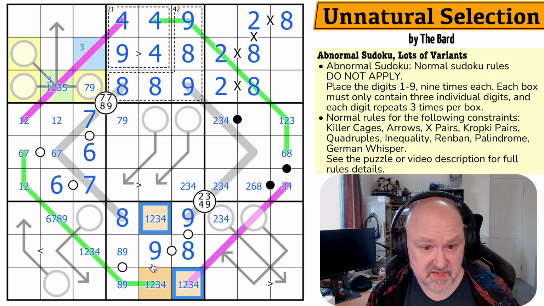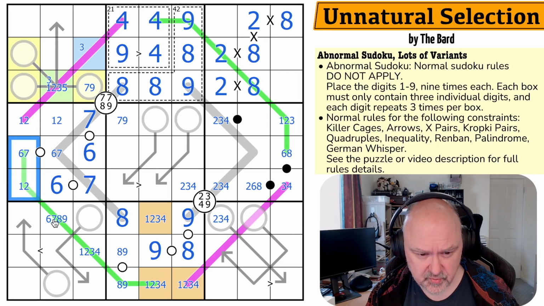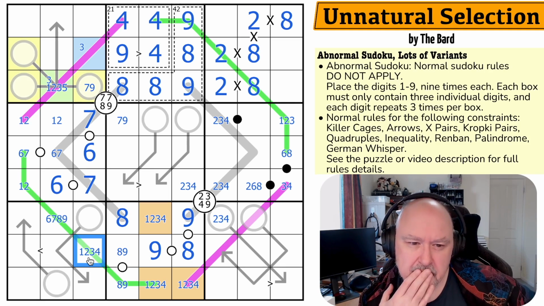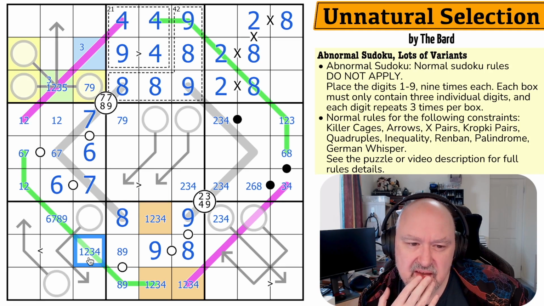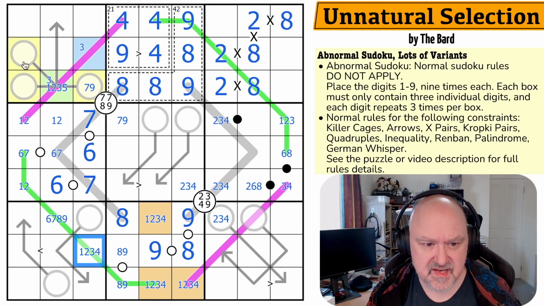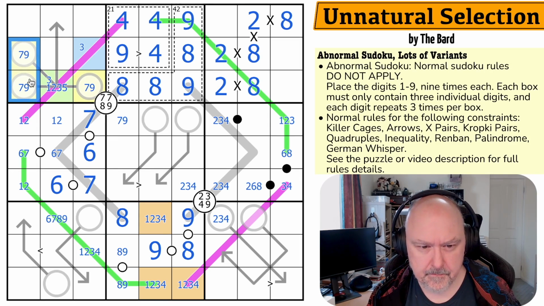I'm struggling with this, but I'm having a lot of fun with it. This is 1 or 2 because of the German whisper. These are less restricted. Okay. I'm thinking of that Renban at the top. So these are all 7 or 9. And this sums to 7 or 9.